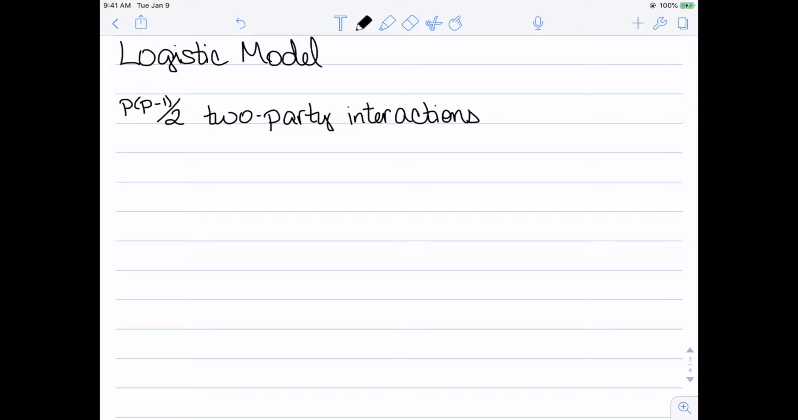In a population of size P, there are P times P minus 1 over 2 different possible two-party interactions. So this shows me how many different ways I could find a person and then another person, and how many different possible pairings I have. Since I'm now assuming that my death rate is proportional to the number of two-party interactions, I have that dP dt is equal to K1 of P, my birth rate, minus K3 times P times P minus 1 over 2. So the proportion times the actual number of two-party interactions.